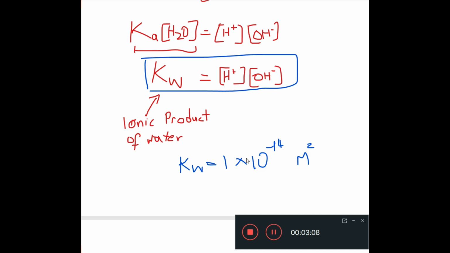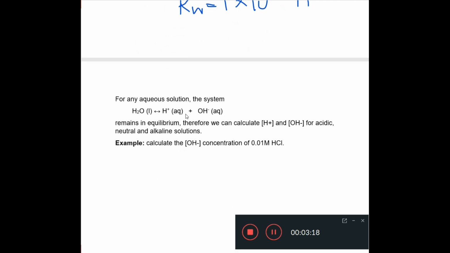Now because of that, we can use that to determine both the hydrogen ion concentration and the hydroxide ion concentration of any aqueous solution. Because for any aqueous solution, this system, H2O goes to H plus plus OH minus, remains in equilibrium. And so it doesn't matter if this solution is acidic, alkaline, or neutral. Once we know the concentration of the H plus, we can calculate the concentration of the OH minus or vice versa. Let's look at this example.